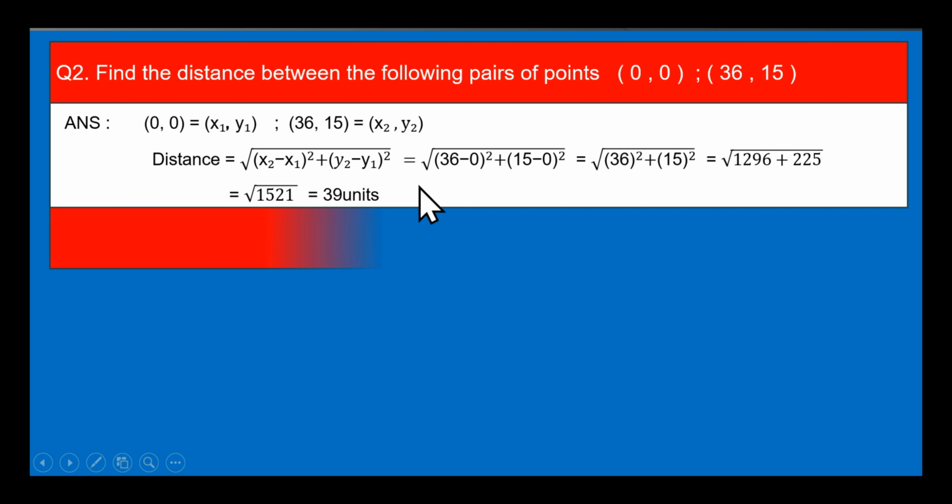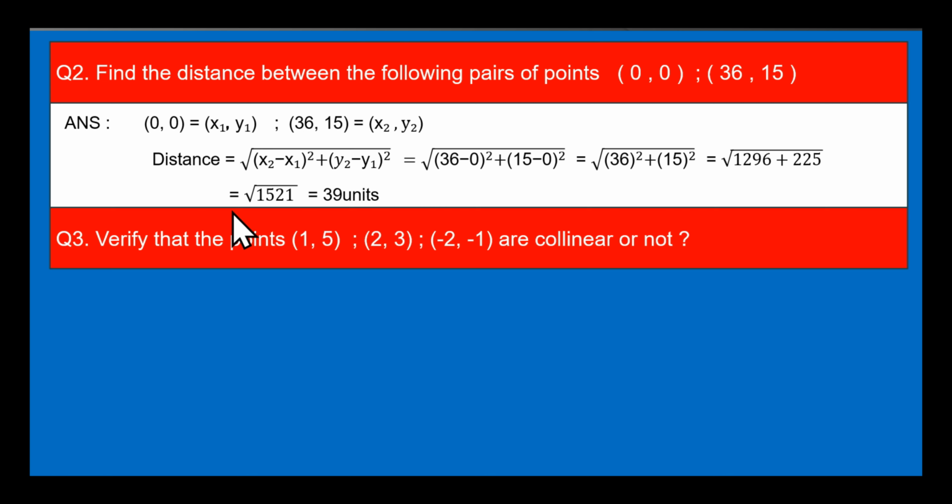Good. Now let us solve question number 3. Here is question number 3. Verify that the points 1, 5, 2, 3 and minus 2, minus 1 are collinear or not. I shall repeat. Verify that the points 1, 5, 2, 3, minus 2, minus 1 are collinear or not.